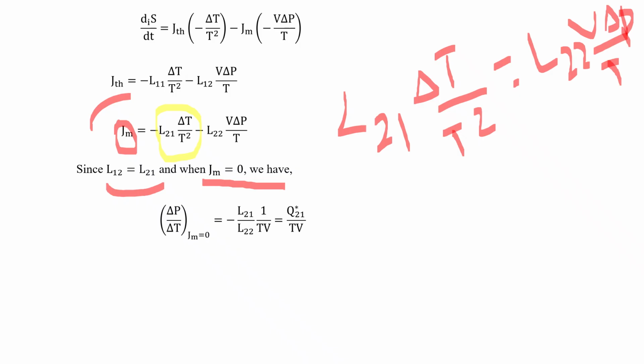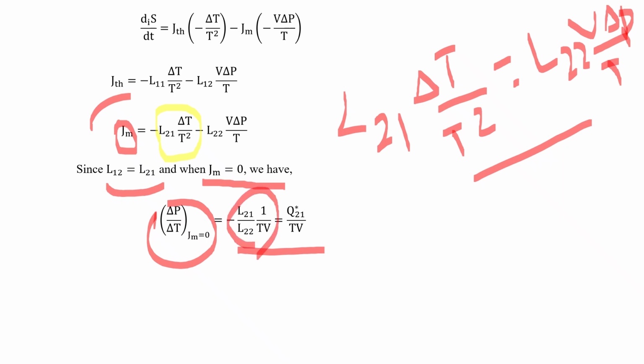So here now you can see from this equation we can find del P by del T, that is equal to minus L21 by L22 times 1 by TV. So this will be the resultant equation which we will get. So here you can see, instead of this L21 by L22, you can write it as Q star 21.